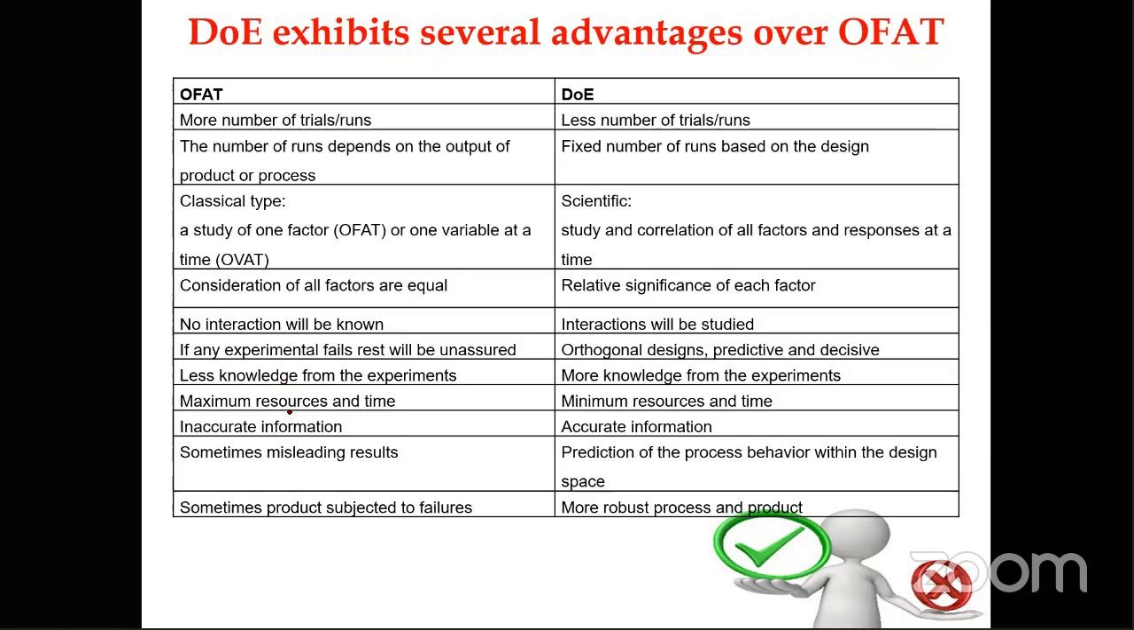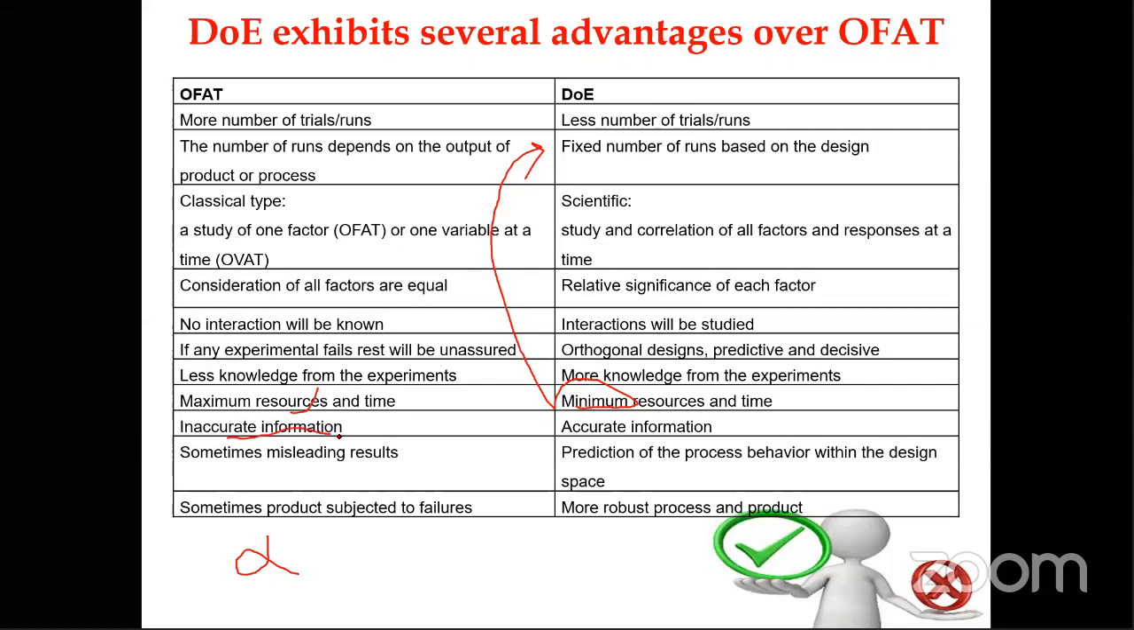So you have to use maximum resources at times. Since the number of experiments is infinite, you have to keep on doing until the experiments give good results. So you have to use the time, you have to use so many chemicals, you have to use so much of resources. But here is the case of minimum resources, because the number of runs is fixed, so the resources are fixed.